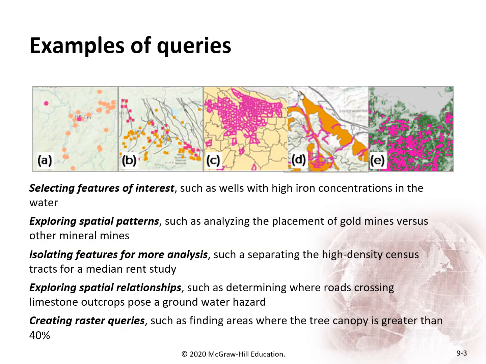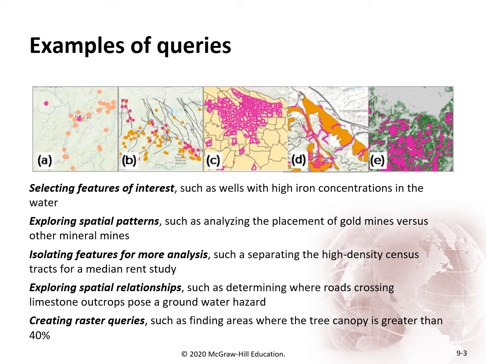So what are some examples? Selecting features of interest like wells with high iron concentrations. Looking for things like spatial patterns, like where gold mines are versus other mines. Isolating features for more analysis. You pull out a set of data that's what you're interested in studying.